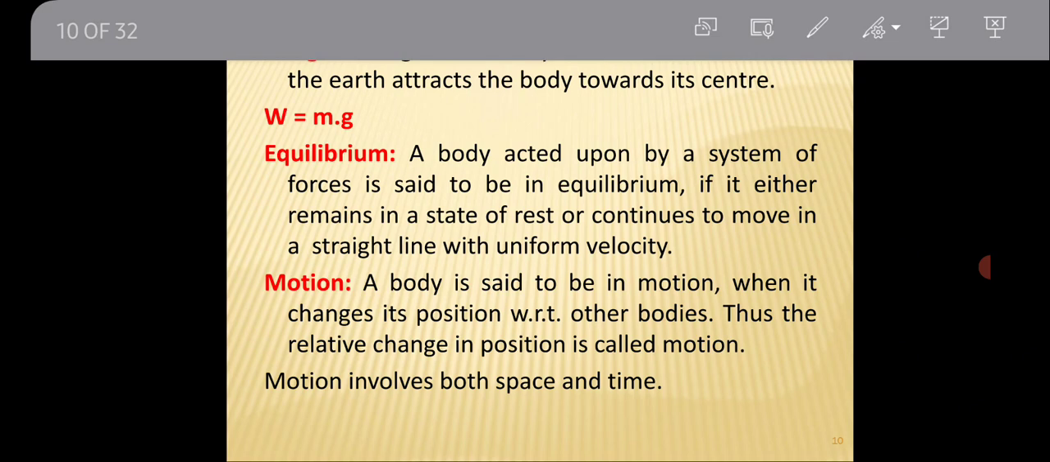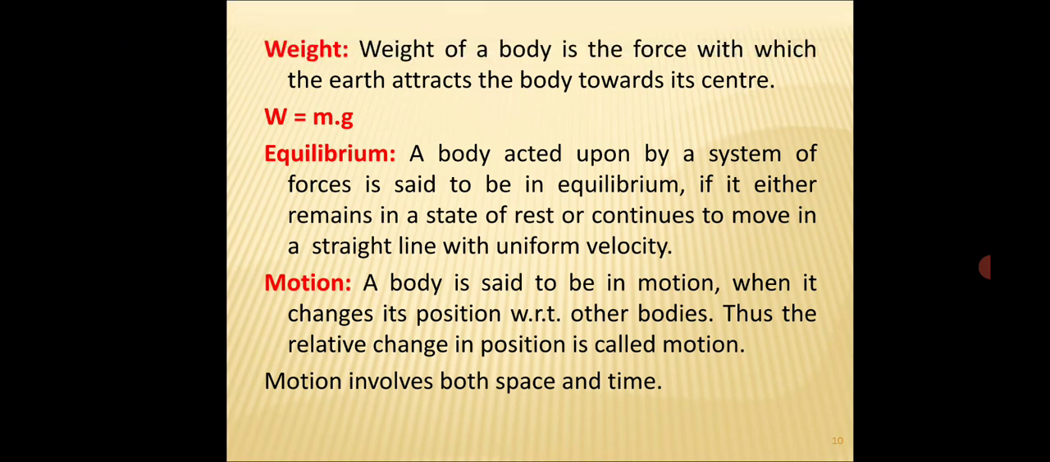Okay. So next we move on to weight. What does weight mean? The weight of a body is the force with which the earth attracts the body towards its center. Every body has its center of gravity. What is the center of gravity? All the body's force moves towards the center of that object. So that is weight. Weight W equals mass into g. What is g? g is the acceleration due to gravity.